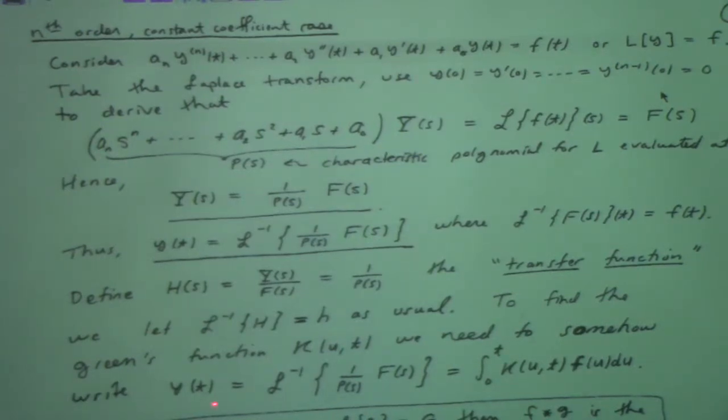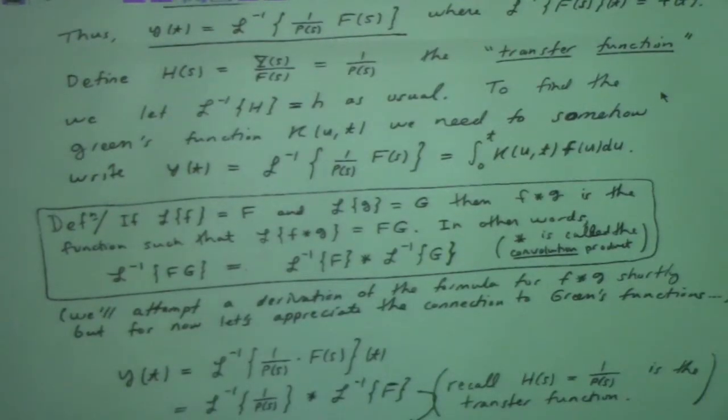So again, the solution would be the inverse Laplace transform of the transfer function times F, 1 over p times F. And my larger program is that we can write that as the integral of Green's function, whatever that is, times F. Well, what is Green's function? How does Green's function, this k, relate to the transfer function, 1 over p? The answer comes to us through something called convolution.